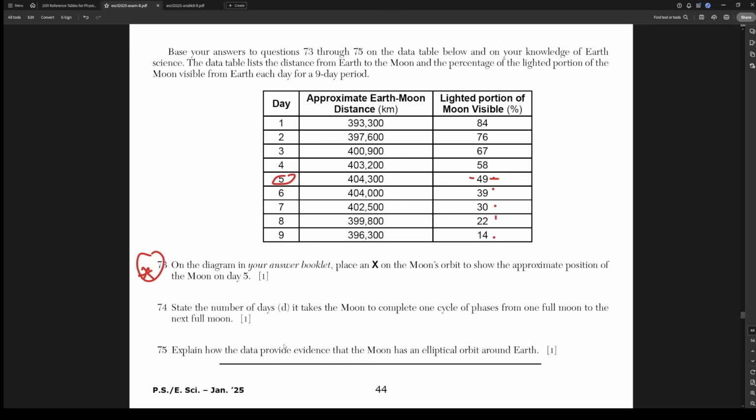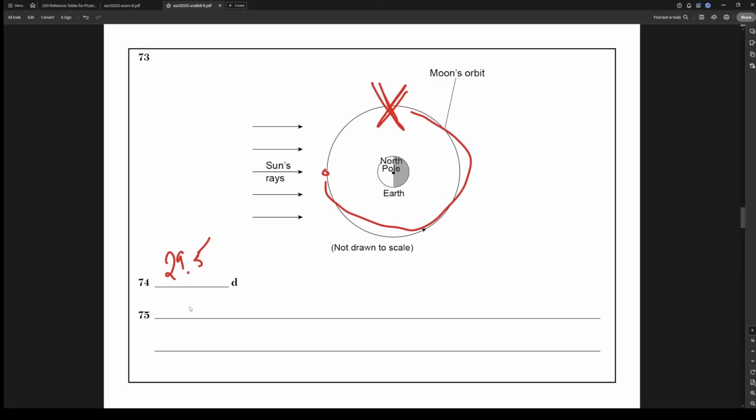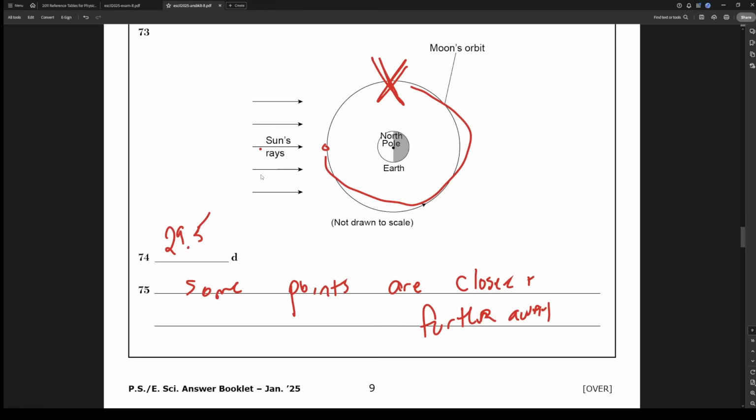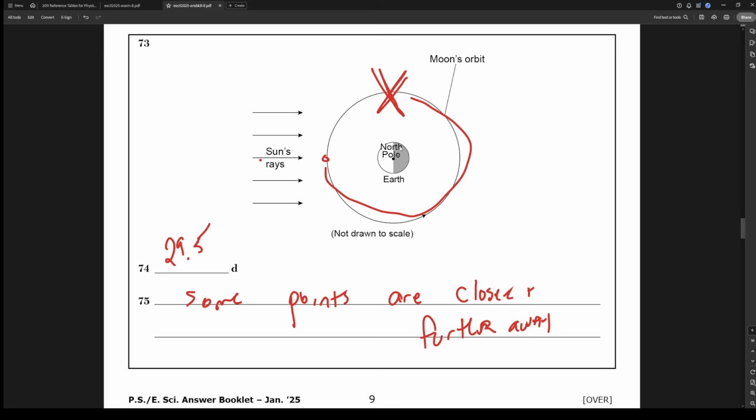Explain how the data provided evidence that the moon has an elliptical orbit. It's because at some points it's closer to the Earth and at some points it's further away, right here. So if it was a perfect circle, this would be an equal distance constantly. So we could just say some points are closer and further away. You could say the points aren't all equal. They're not all equal distance away. Something like that is good. All right, so far the only hard question was that moon plot X, 73.